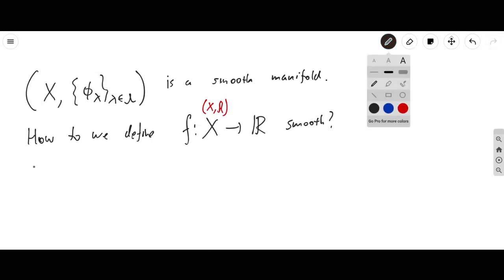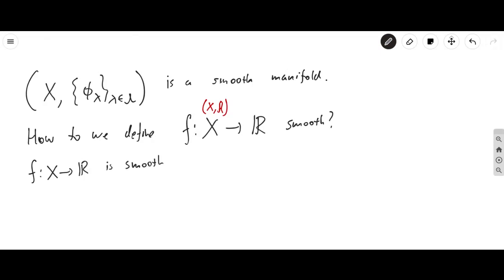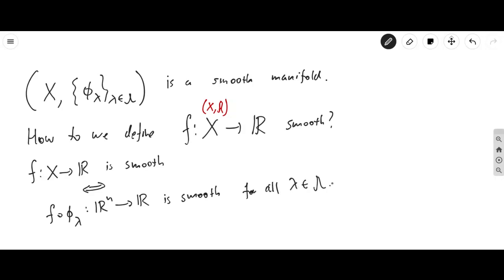You just say that F from X to R is smooth if and only if F composed with phi lambda, and this is a map from Rn to R, is smooth for all lambda. So that's how you define smooth. But I'm going to give you an alternative definition. Okay, so let's call this definition 1 for being smooth.